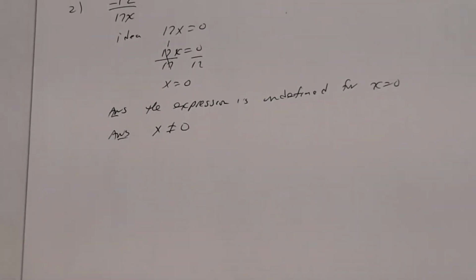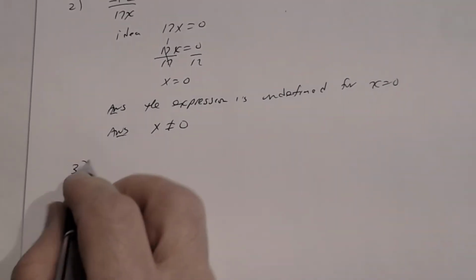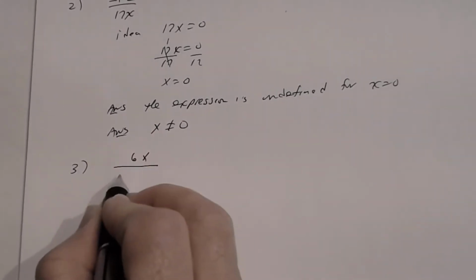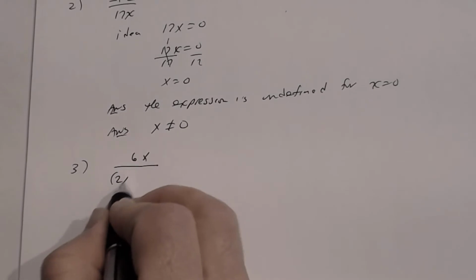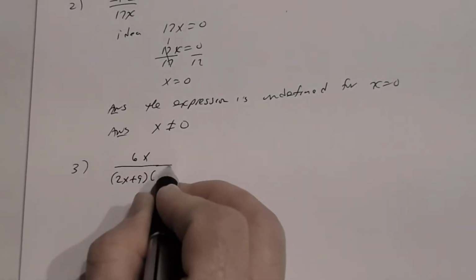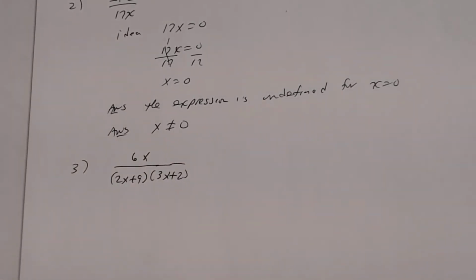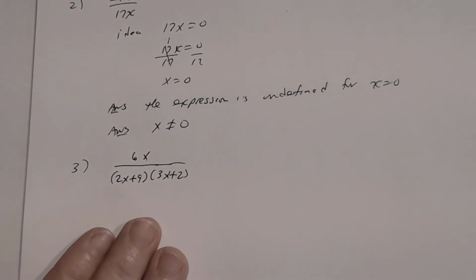Number 3, let's suppose we had this for number 3. We had 6x divided by (2x plus 9) times (3x plus 2). So 6x divided by 2x plus 9 times 3x plus 2. So I have this rational expression. And remember, I want to find out for what values of x this rational expression is undefined. Okay, so where is it undefined?